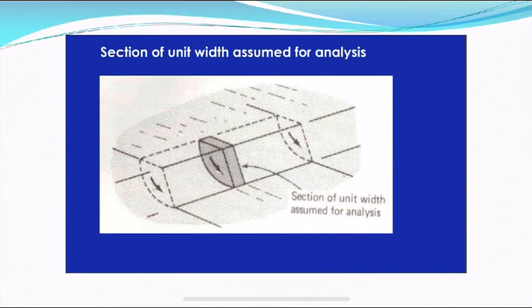This is the section of unit width assumed for analysis. This is the typical section of unit width assumed for the analysis of the slope. It is assumed to be like a plane strain structure. So a unit width, like per meter width, is considered for doing a two-dimensional stability analysis. Of course, now there are methods actually available for performing three-dimensional slope stability analysis.